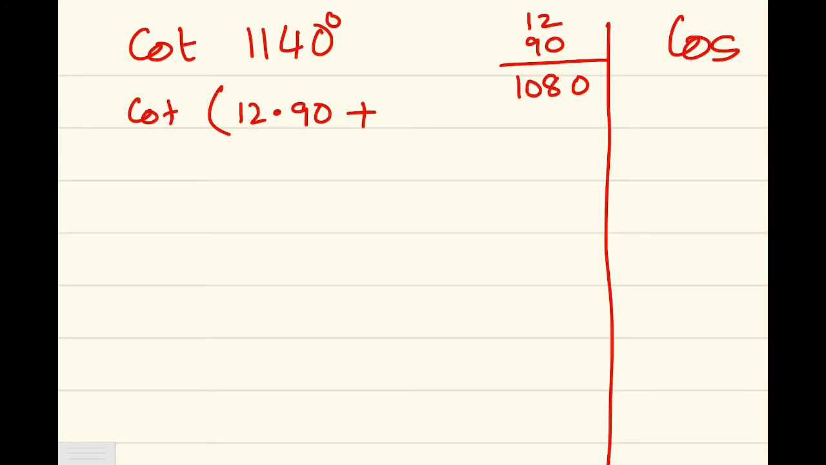So how much should I add to 1080 to make it 1140? 60 degrees, isn't it? If I add 60 degrees, it will become 1140 again. So check this out: if you add a 0, that will give me a 4 and 1140. So that's how we write it in multiples of 90, straightforward. Got it? So first step is done.